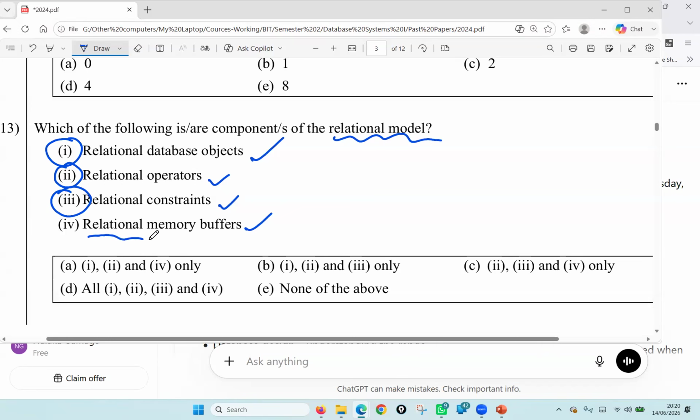I don't want to take relational memory buffers because memory is not a theoretical thing. This is relational model. Memory is more of a technical thing. So usually relational algebra, relational theories, just like maths. So why do you want to think about memory buffers? So I'll go for 1, 2, 3. This is a little bit of my common sense rather than confidently saying, because I have not read this as a theory. Okay, I'll go for B.